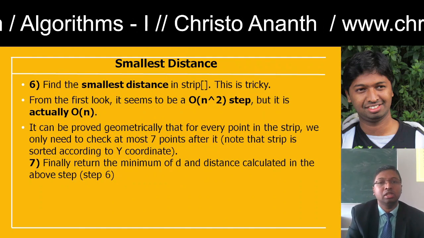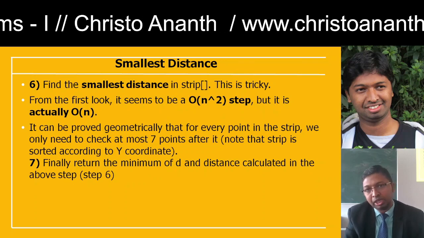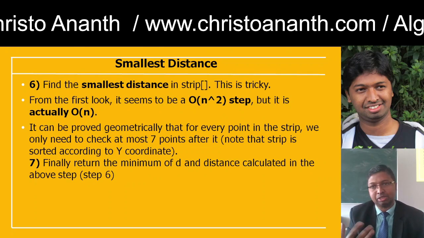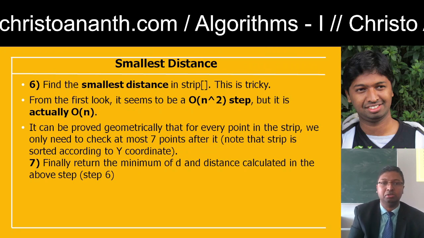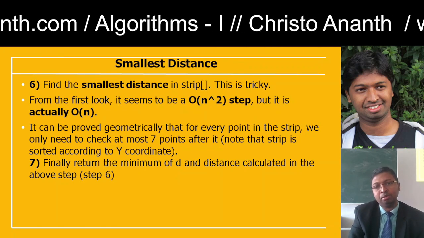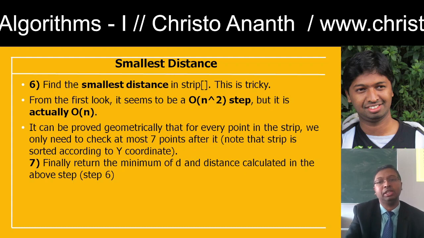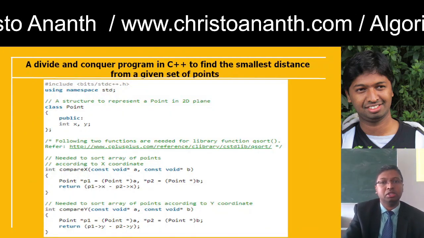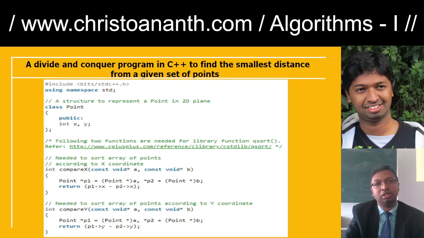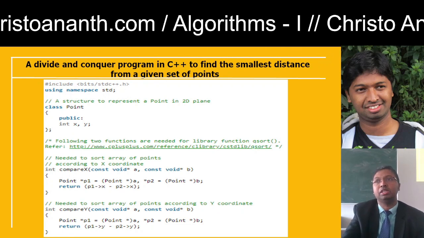Yeah. So it should be like an order of n square step that is actually required, but actually if you can compute it, it is order of n. Okay. So you have to find the minimum of d and the distance calculated from the above step. Right. So this is a divide and conquer program in C++ to find the smallest distance.